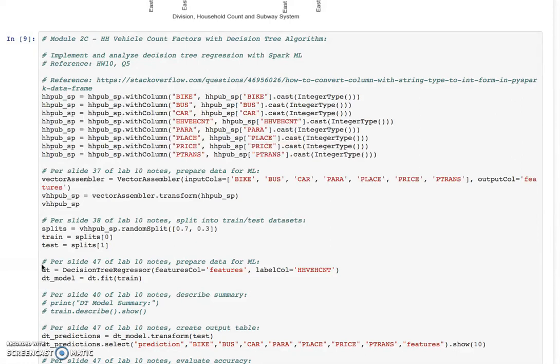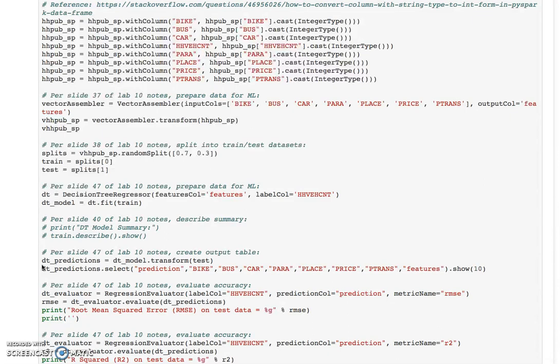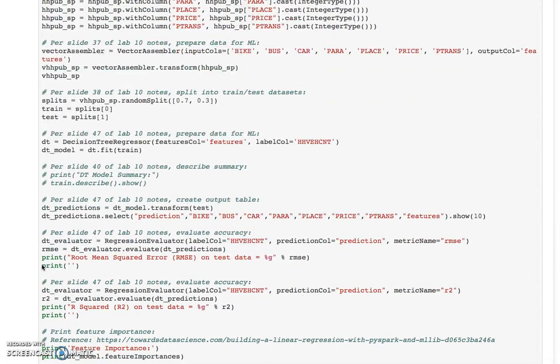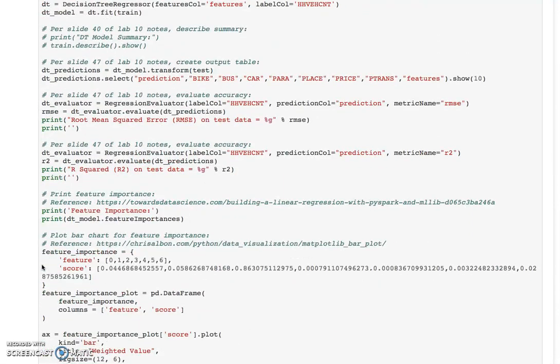We're going to use the decision tree algorithm out of SparkML, and this is a reference from Lab 10 and Homework 10. So we're basically going to start our algorithm and our pipeline. We're going to set up the pipeline, call out the correct columns, and then split our data and run it.